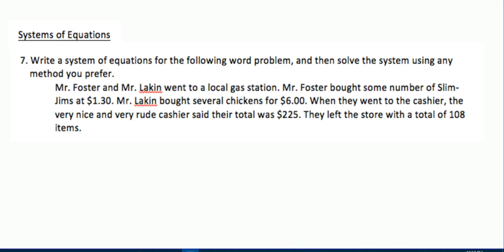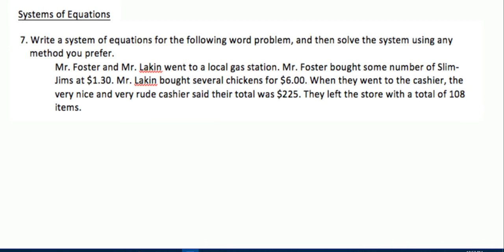Okay, number 7. This is a weird one. Mr. Foster and Mr. Lake went to a local gas station. Foster bought some number of Slim Jims at $1.30. Lake bought several chips for $6. When they went to the cashier, the total was $22.25, and they left the store with a total of 108 items.